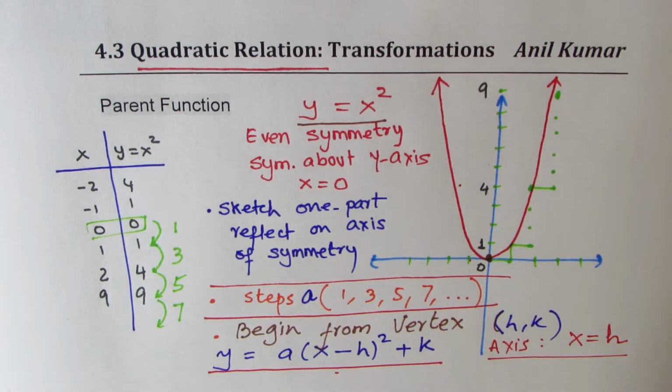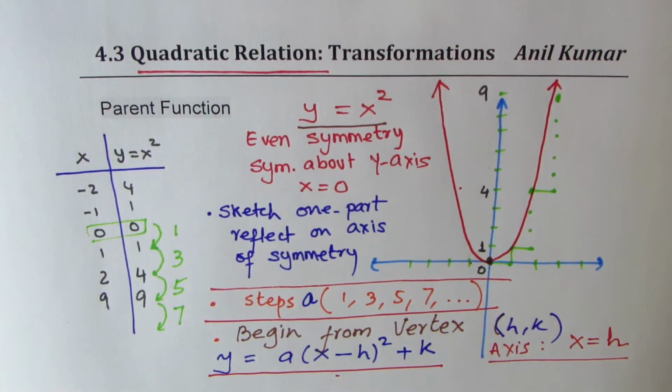This is one method. The second method we'll talk about is how the points get transformed. We'll take that up later. But I hope this is absolutely clear. Let's move on.